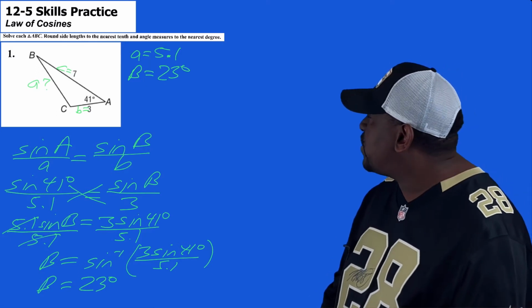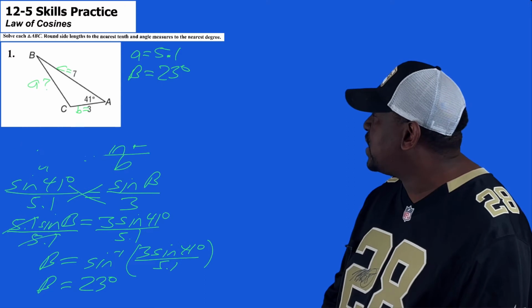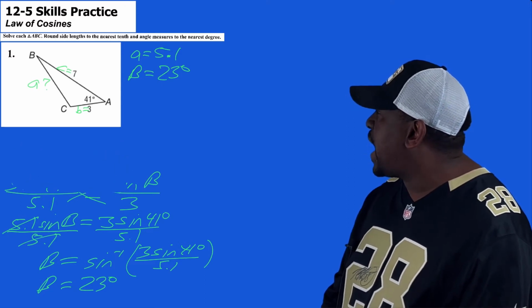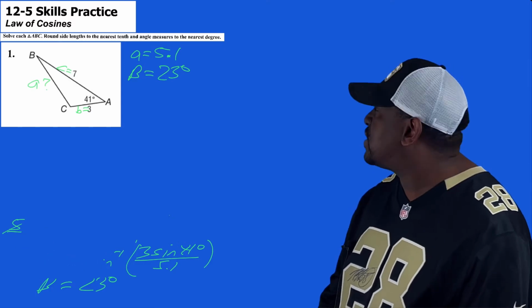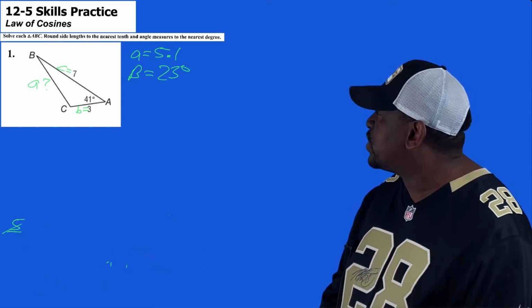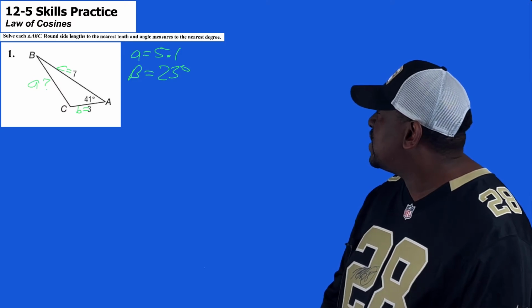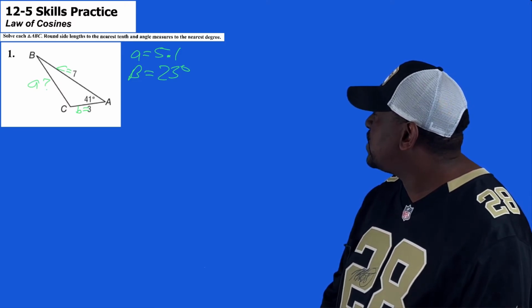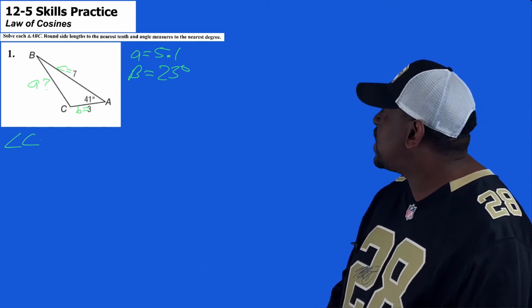So now we have angle B, and now all we need is angle C. But because we have two angles given, we can subtract the sum of 41 and 23 degrees from 180, and that should give us C, because we need C. So let's see if that's what the NOLA Mathman is going to do.